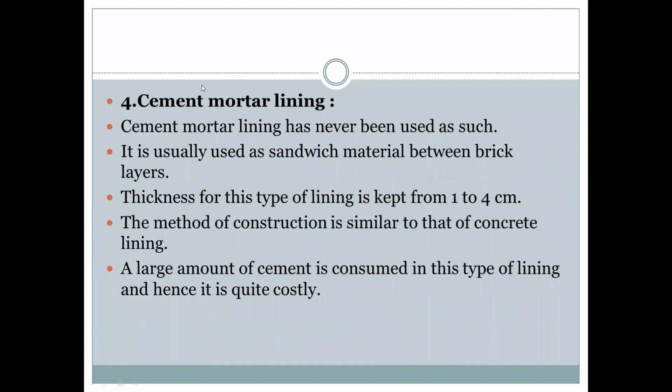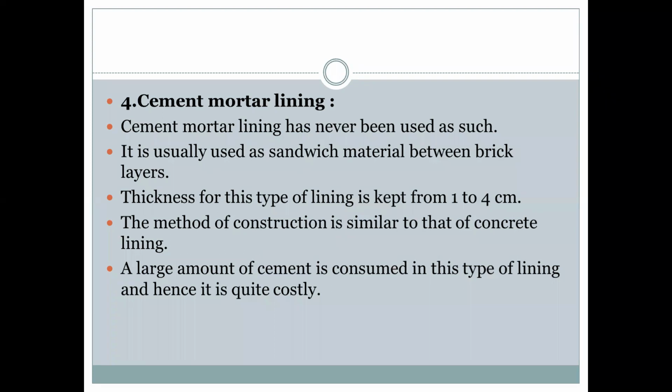Fourth one is cement mortar lining. The cement mortar is used in this lining. The cement mortar lining, which is used for the lining of the canal, is a mixture of cement and sand, which is used to fill the joints, the gap between the brick layers. So it is usually used as a sandwich material between brick layers.